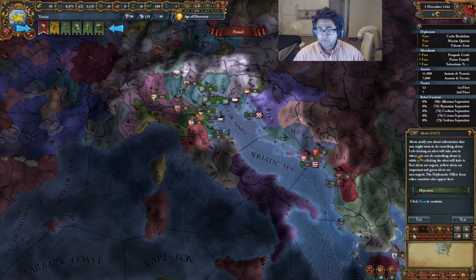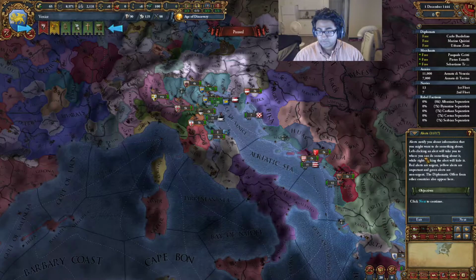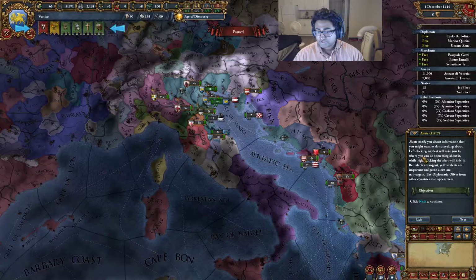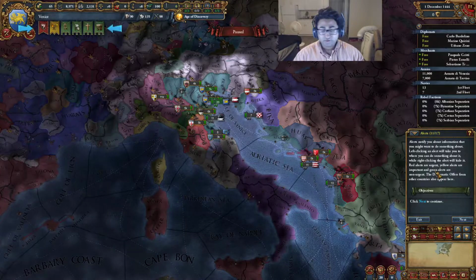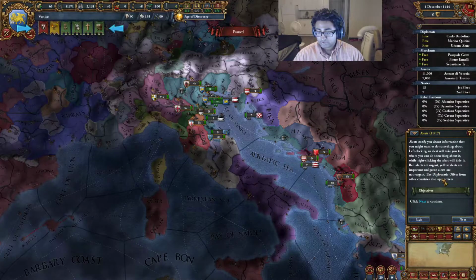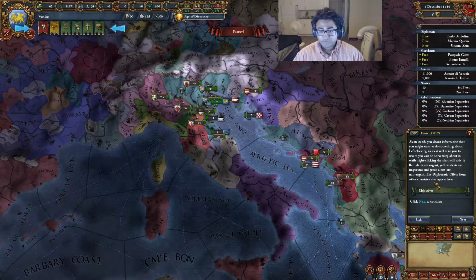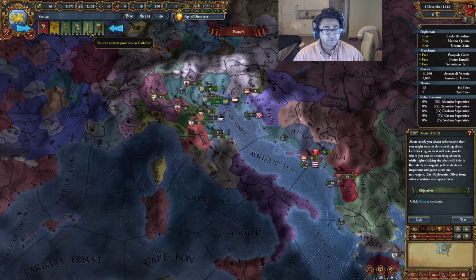Alerts notify you about information that you might want to do something about. Left-clicking an alert will take you to where you can do something about it, while right-clicking the alert will hide it. Red alerts are urgent, yellow alerts are important, and green alerts are non-urgent. The diplomatic offers from other countries also appear here.